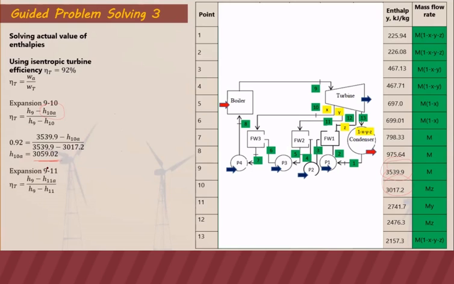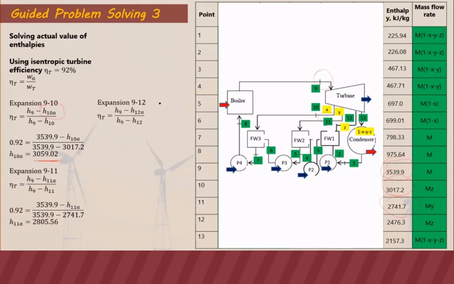For expansion 9 to 11, we'll still use the same, but this time it's H9 minus H11 actual divided by H9 minus H11, and solve for H11 actual using the same isentropic efficiency for the turbine. Then we can get the actual value of enthalpy at point 11 as 2805, which is also greater than the ideal value.